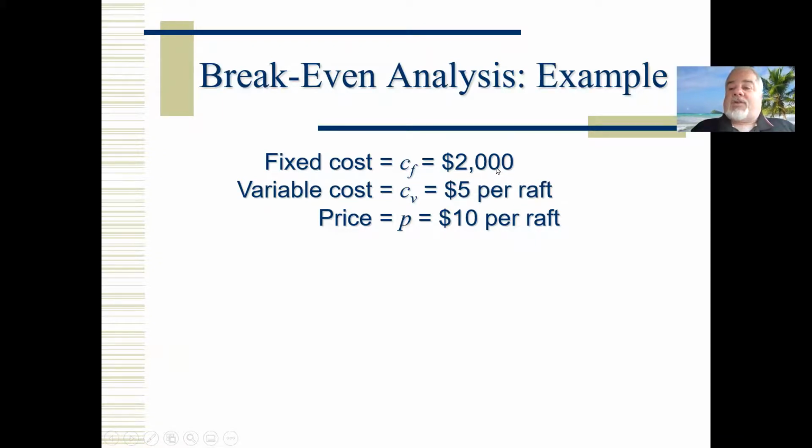Okay, $2,000 to get started, my fixed cost, my setup, $5 per raft to make, $10 per raft to sell. Well, the very first raft, if I made one raft, is going to cost me $2,005 to make one raft. And I'm going to sell it for 10. I just lost a bunch of money, right? I lost $1,995 because I only made one raft. So how many rafts do I need to make to break even?